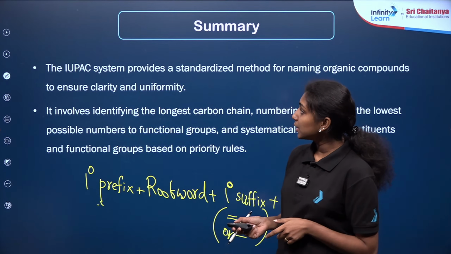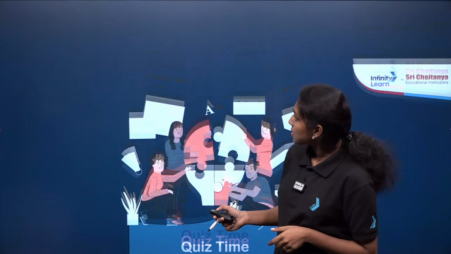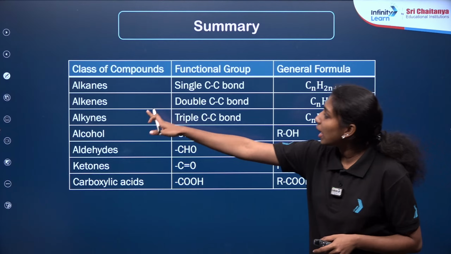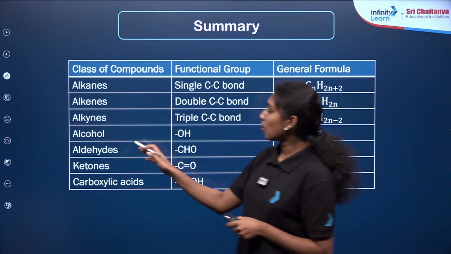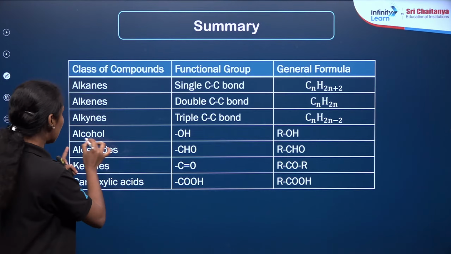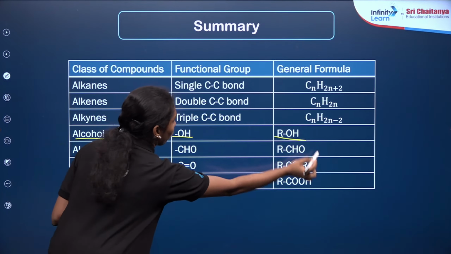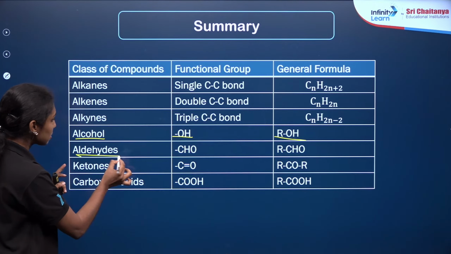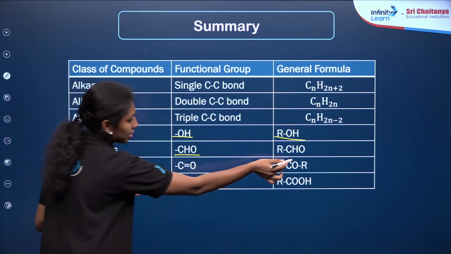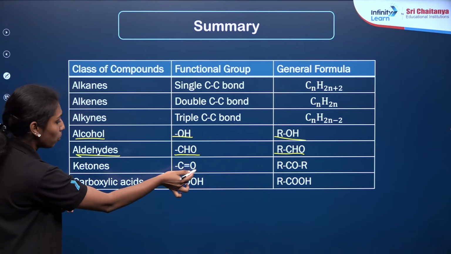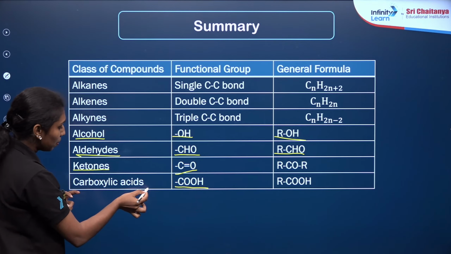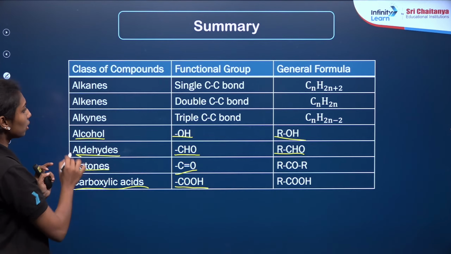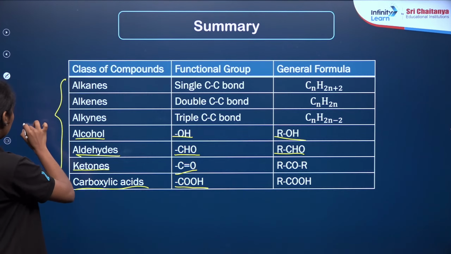Do you have any doubt? Okay, this is a summary here. If you are having alkanes, it will be a single C-C bond. Okay, we will discuss it later. Alcohol means OH group, right? ROH is the general formula. Aldehydes means CHO group, RCHO. Similarly, if you are having a C double bond O group, it will be known as ketone. If you are having the functional group COOH, it will be carboxylic acid. These terms we will be discussing a little in the next class.